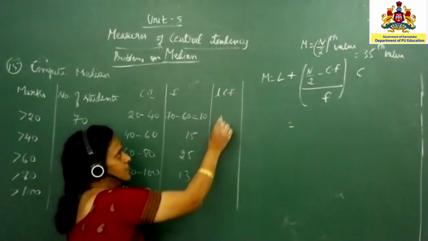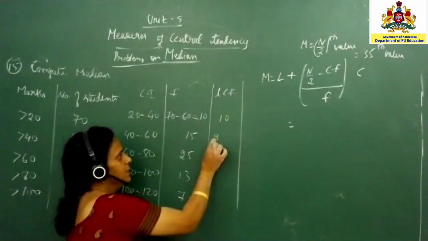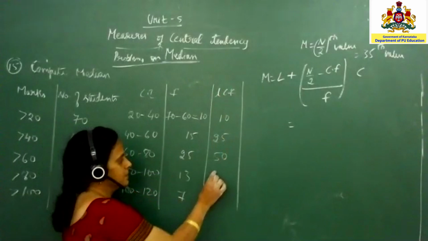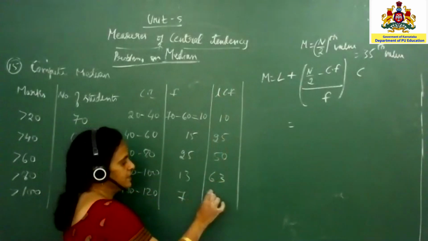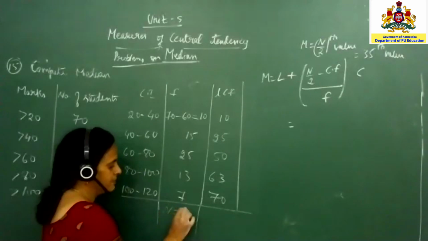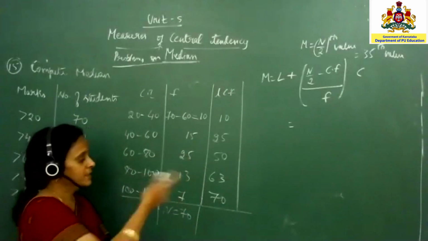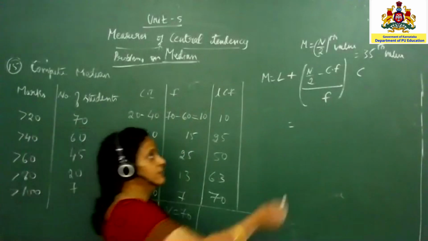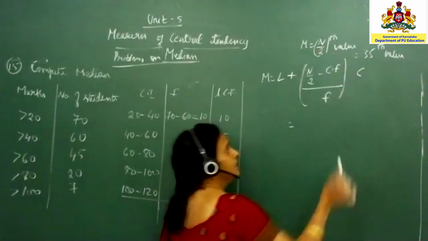The first value is 10 as it is, 10 plus 15, 25, 25 plus 25, 50, 50 plus 13, 63, plus 7, that is 70. So this here plus 70 it will be your value. Next I should substitute, right? So n is 70, and n by 2 is 35.